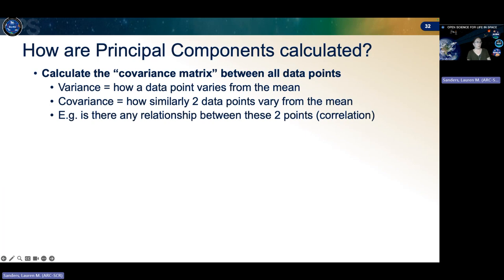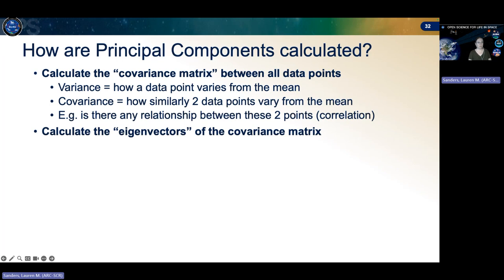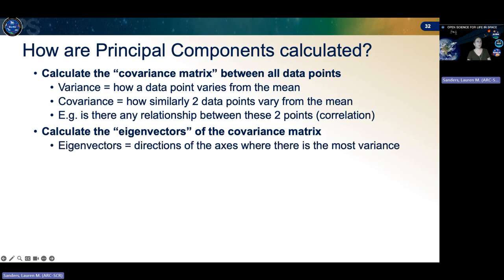So the question that we're asking is, what is the relationship between each of the pairs of points? What's the correlation between each of the pairs of points? We then calculate what's called the eigenvectors of the covariance matrix. So this is getting into some advanced math. We're not going to get into the details, but you can think about eigenvectors as the directions within the covariance matrix where there is the most variance.